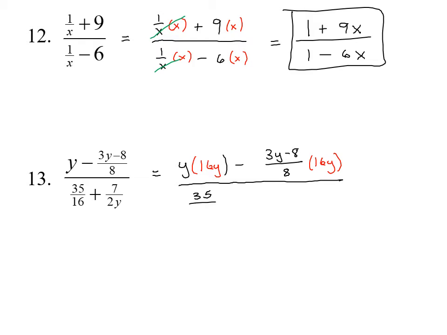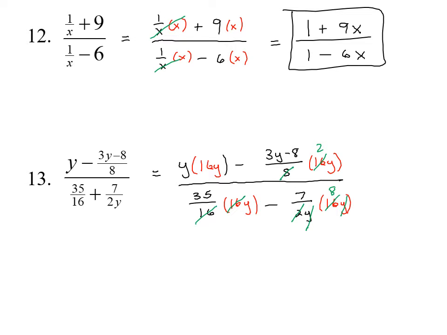And then I get 35 over 16. That's multiplied by 16y. And then I have the 7 over 2y. That is also multiplied by 16y. And then we go through and hopefully start canceling things. Like, for instance, this 16 cancels that 16. This y cancels this y. This 2 cancels the 16 and makes it an 8. The 8 cancels the 16 and makes it a 2.